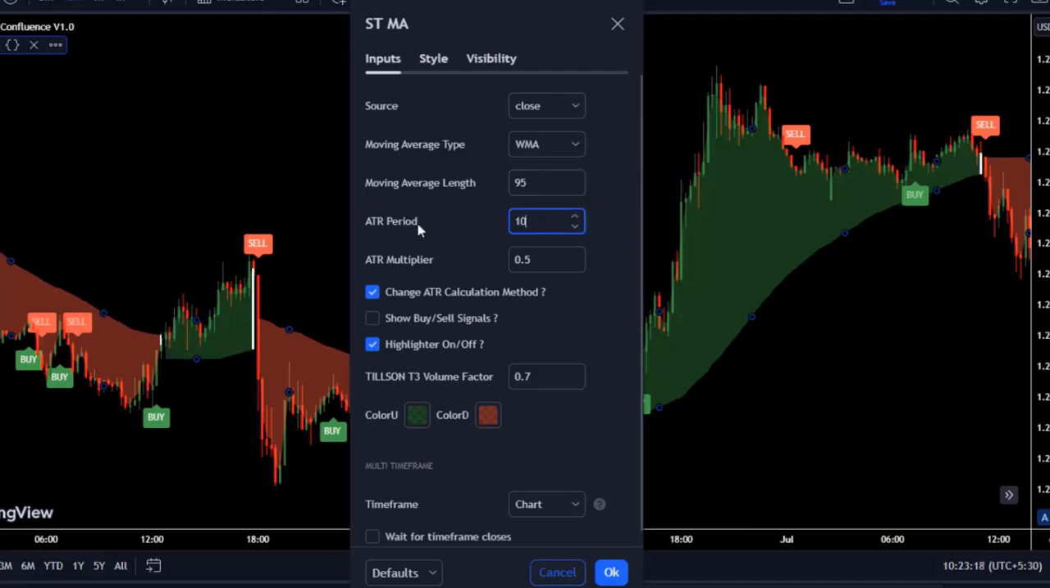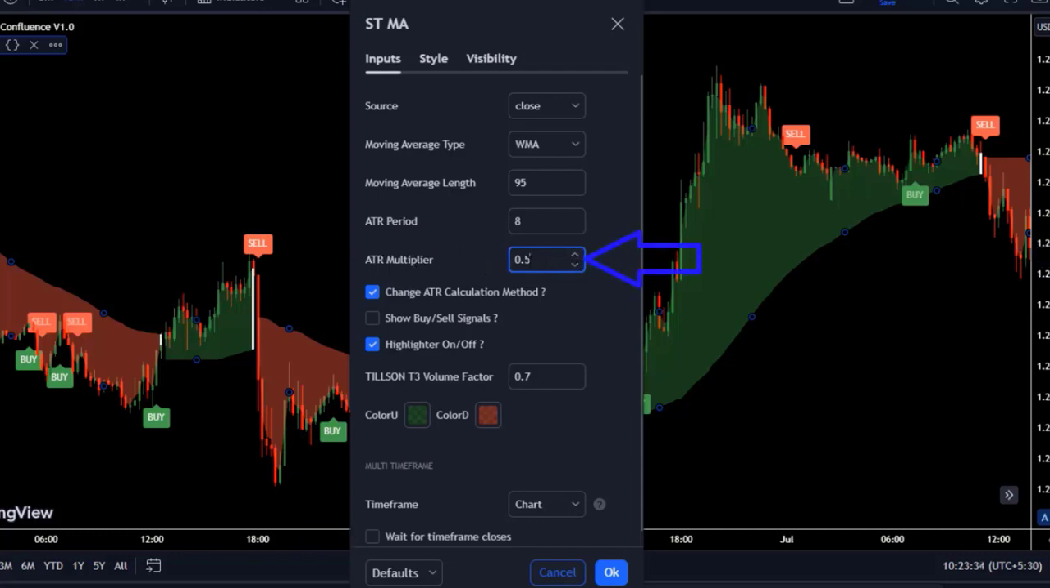Next, let's discuss the ATR period parameter. This parameter determines the number of periods used to calculate the average true range, ATR, which measures the volatility of an asset. Adjusting this parameter enables you to customize the ATR calculation based on your desired time frame and trading style. The default value of 10 is commonly used and yields a dependable indicator of volatility. However, through experimentation, we have found that decreasing the ATR period to 8 can enhance the precision of the indicator even further.